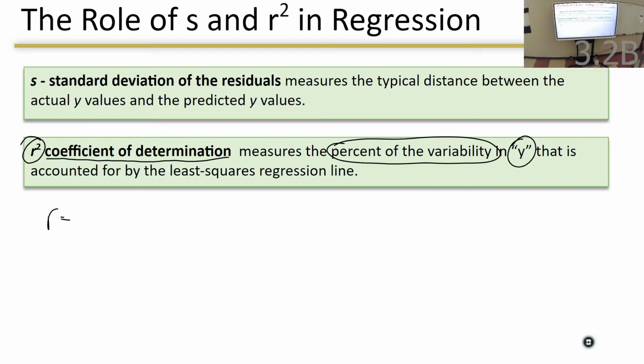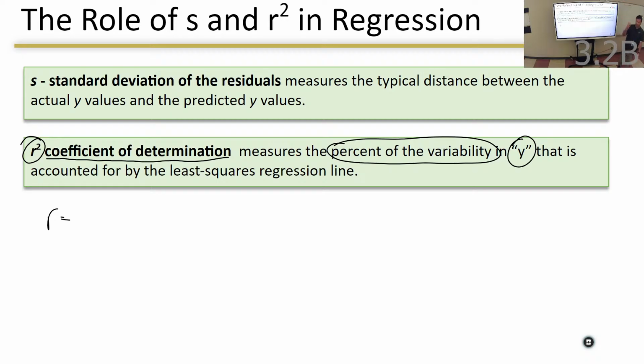Y'all okay? So, S, the standard deviation of residuals, that makes sense. It's the average deviations from the distance from the y and y hat. Coefficient of determination is the percent of variability, percent of variability in y. Everything's with y. Everything's in y.